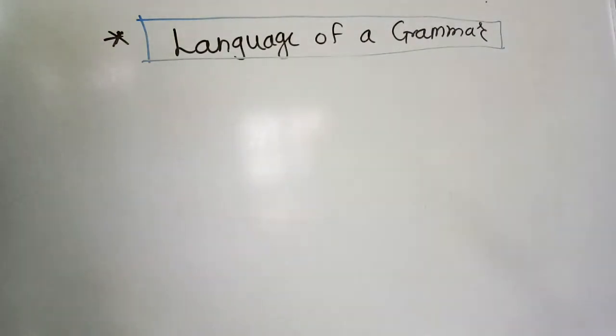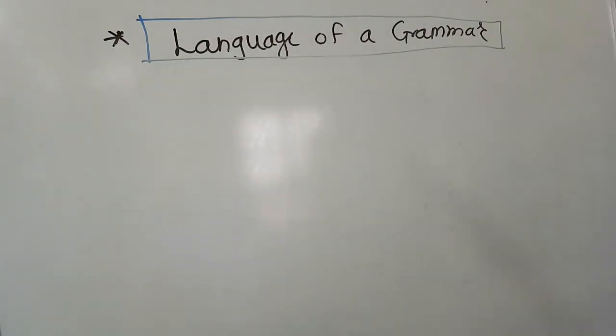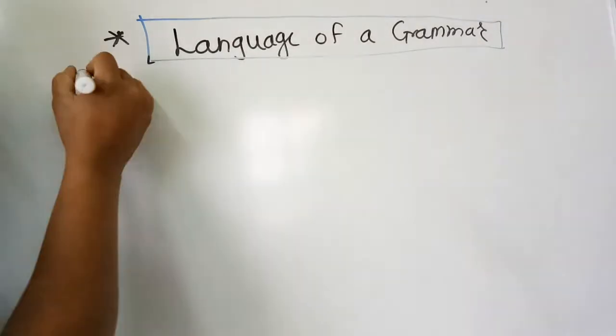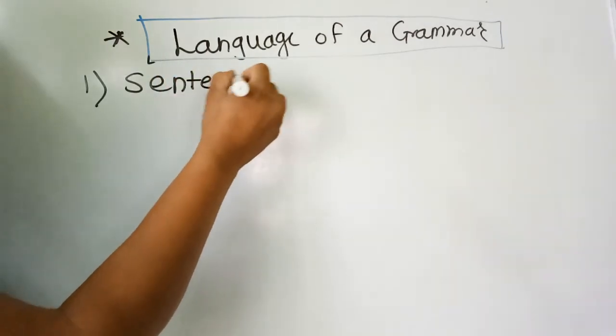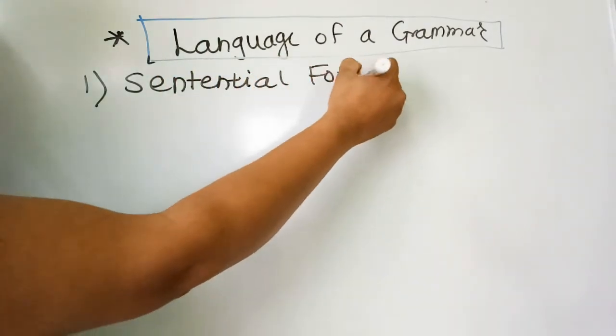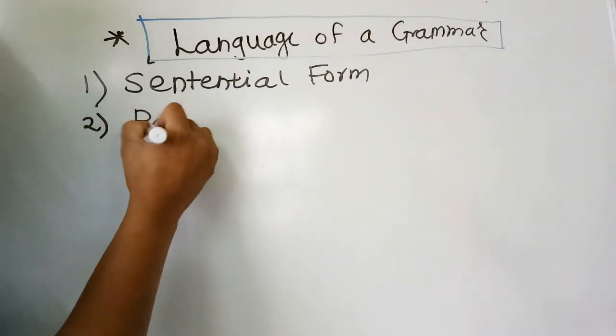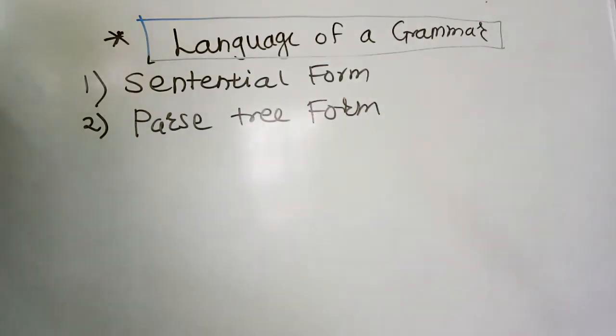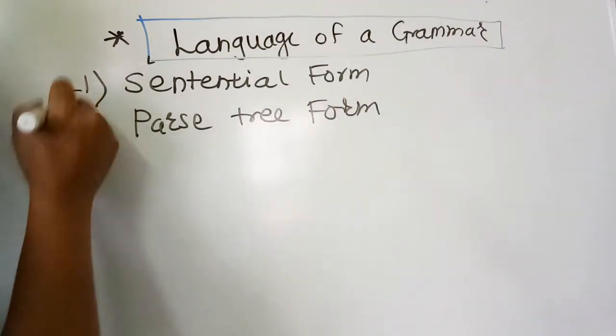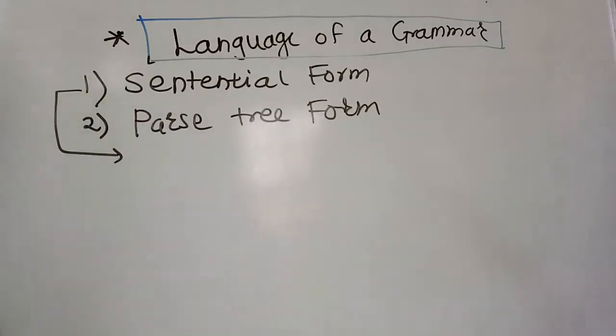Now we will see that derivations can be done in two forms: first is the sentential form, and second is the parse tree form. We will see each of them one by one. First of all, we will see the sentential form.